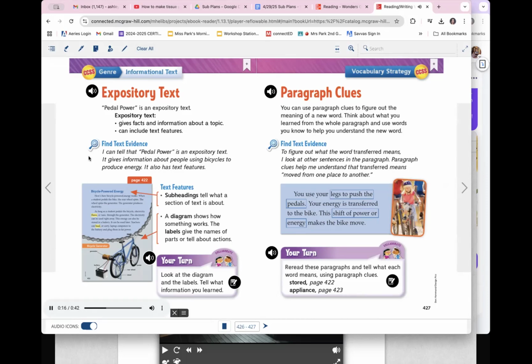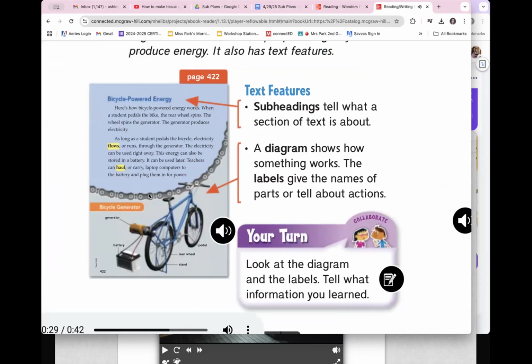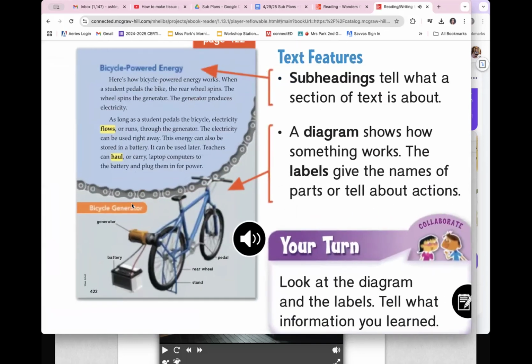Find text evidence. I can tell that Pedal Power is an expository text. It gives information about people using bicycles to produce energy. It also has text features. Text features. Subheadings tell what a section of text is about. A diagram shows how something works. The labels give the names of parts or tell about actions.